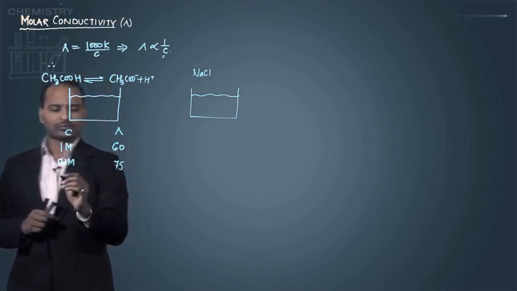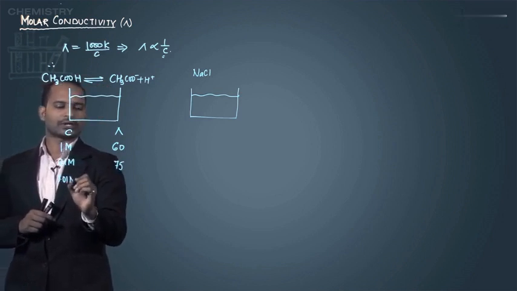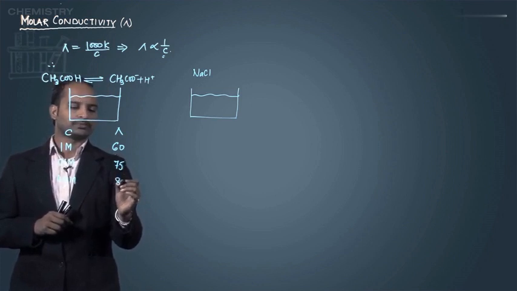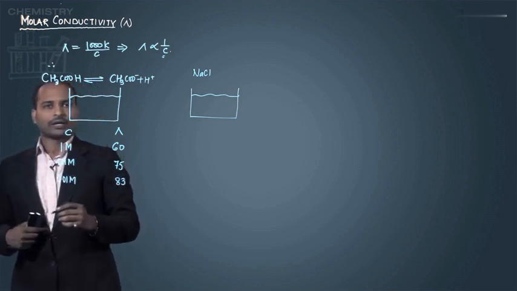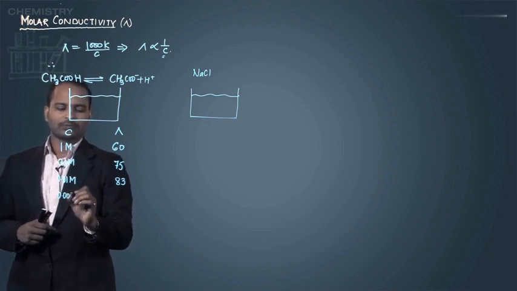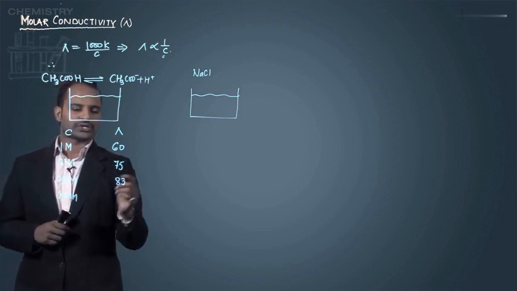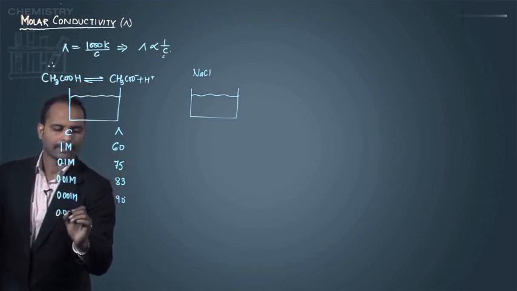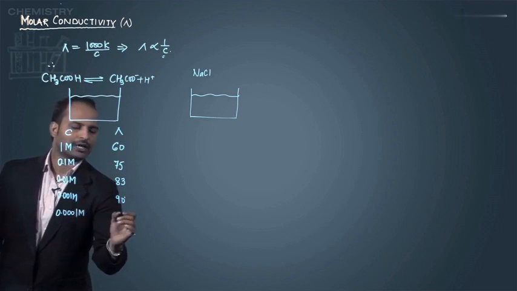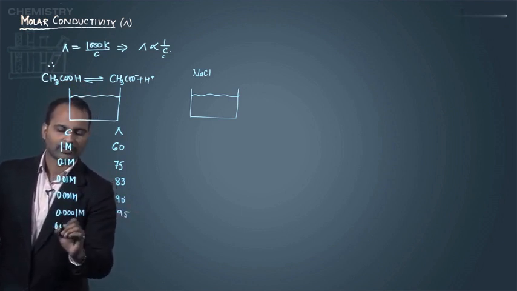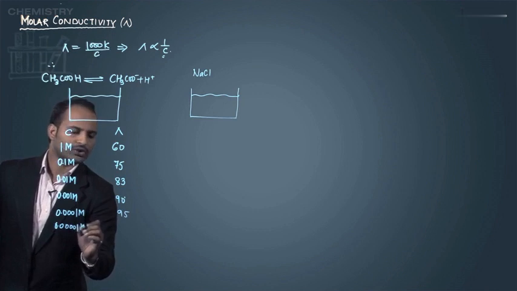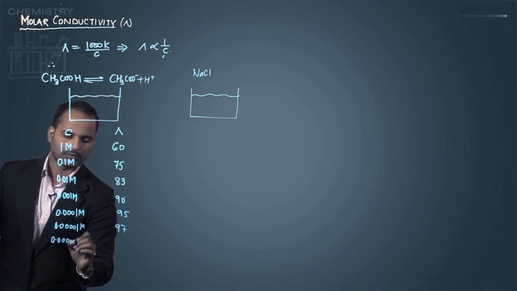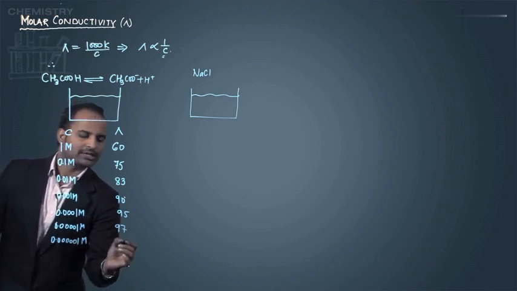On further dilution, that means on further decreasing of concentration, the lambda value still increases. From 75 it becomes 82 or 83. Again, on further dilution, as the concentration is decreasing, this value goes on increasing. On more dilution, the value becomes 95. More dilution, the value becomes 97, and then the value is again 97 only.